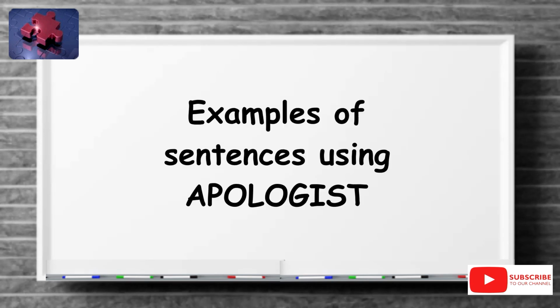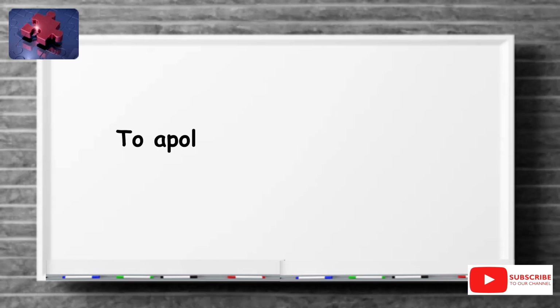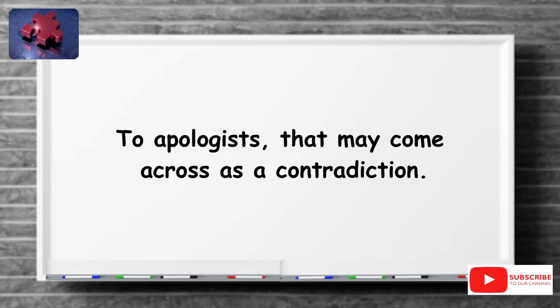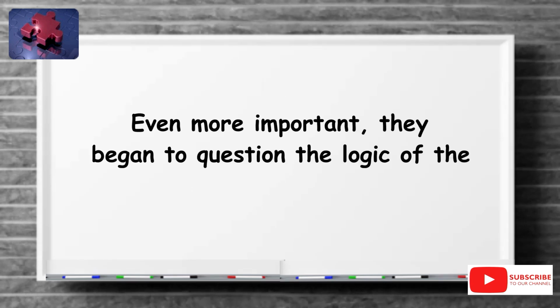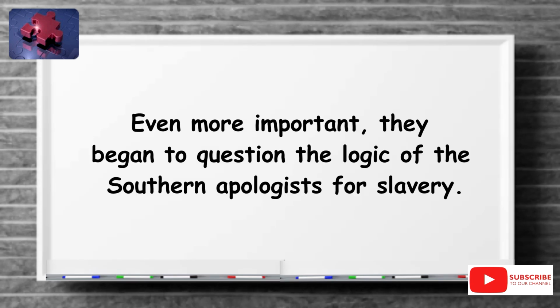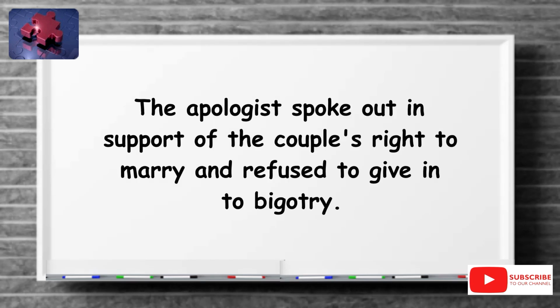Examples of sentences using apologist are: To apologists, that may come across as a contradiction. The singer was an apologist for some of the world's worst regimes. Even more important, they began to question the logic of the Southern apologists for slavery. The apologist spoke out in support of the couple's right to marry and refused to give in to bigotry.